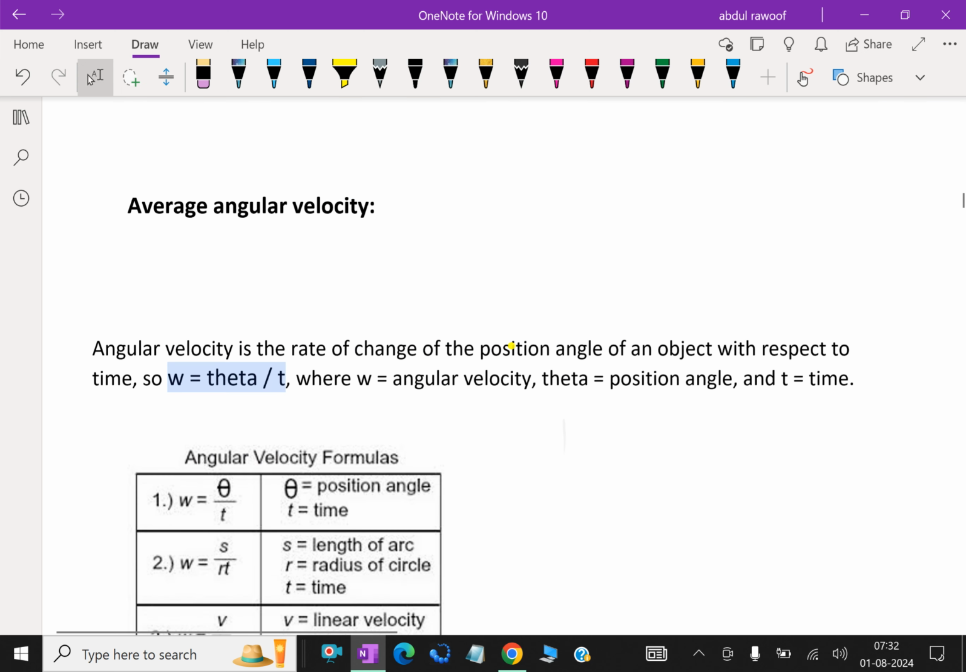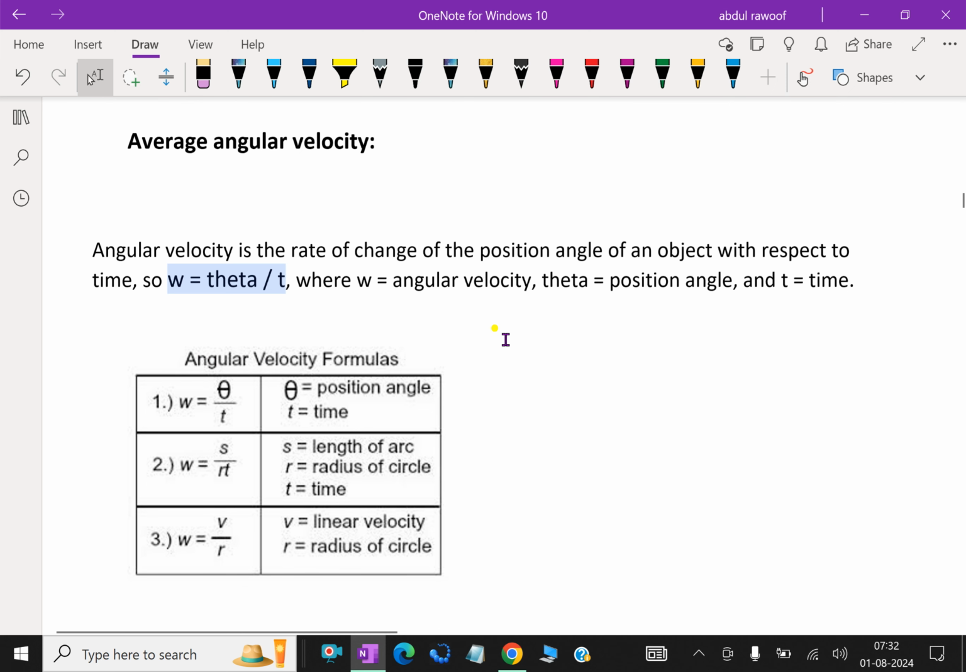Now, average angular velocity. The angular velocity is the rate of change of position of the angle of an object with respect to time, that is ω = θ/t, where ω is angular velocity, θ is position of an angle, and t is time.